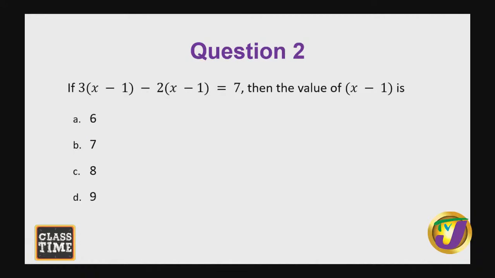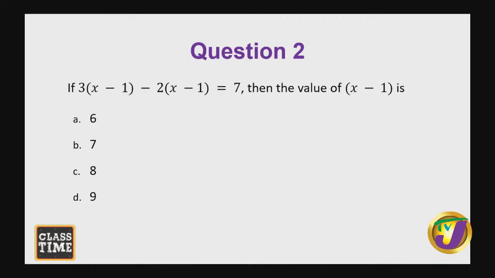So it says, if 3 multiplied by (x subtract 1), of course, that's in brackets here, and then we subtract 2 times (x subtract 1), all in brackets again, the result is 7. And they're asking us, what is the value of that quantity that's in brackets? In other words, what's the value of x subtract 1? And we have some options here.